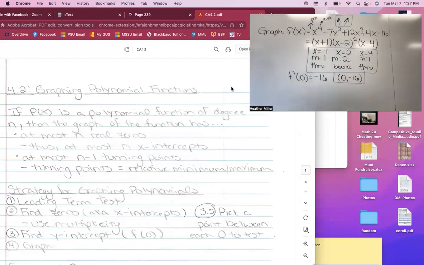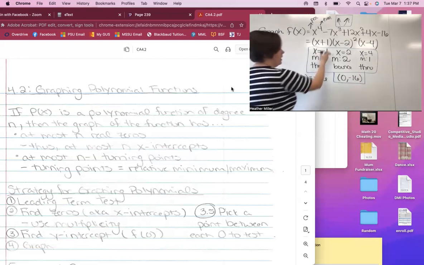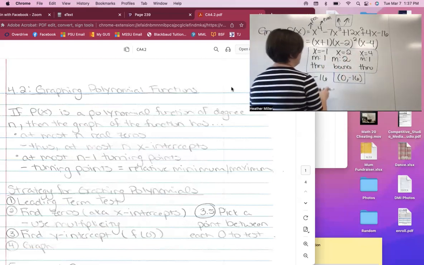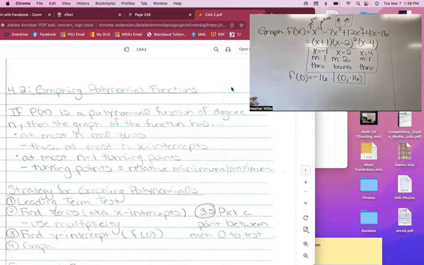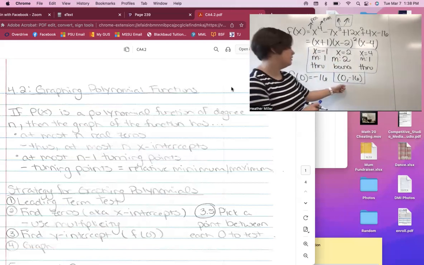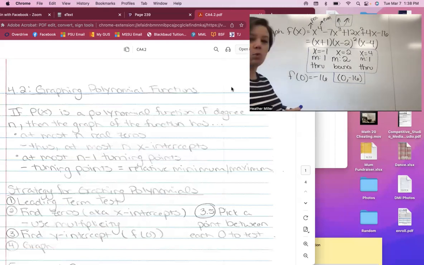Now, what we want to do after that is pick some points that lie in between these zeros. So I need something that lies between -1 and 2. Again, we already did 0, so I'm going to test 1 because I like to pick the ones that are going to be algebraically easiest. So I'm going to find f of 1.